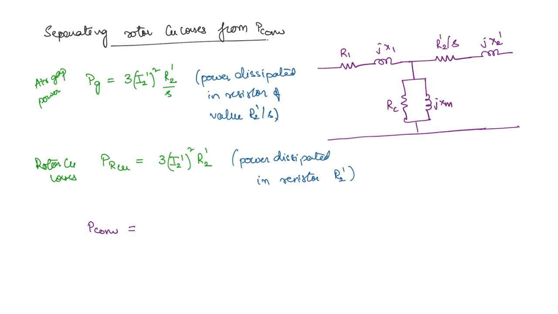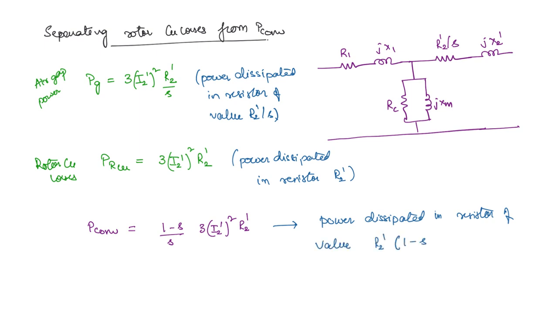Now what is the power that is available for conversion? This is equal to PG minus the rotor copper losses, which we got as 1 minus S by S times 3 times I2 dash whole square into R2 dash. Now what can we call this as? This is the power dissipated in a resistor of value R2 dash into 1 minus S by S. So if we want to separate the rotor copper losses from the converted power, we should be able to get R2 dash and R2 dash into 1 minus S by S in the circuit. Okay. So how can we get that?